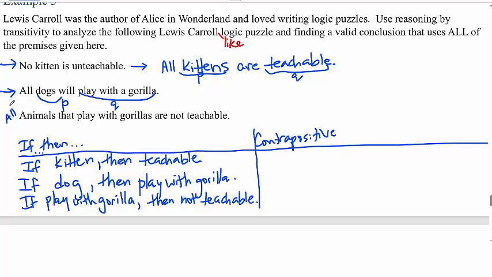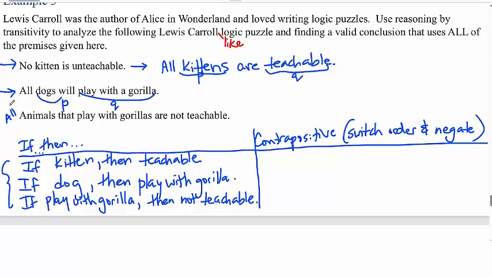Okay, that's step one, the if-then versions of each of the statements. Now remember, these are our premises. These are the things we're assuming to be true. But if these premises are true, then their contrapositives are also true because their contrapositives are equivalent. Now remember, contrapositive, we just learned that we switch the order and we negate each component.